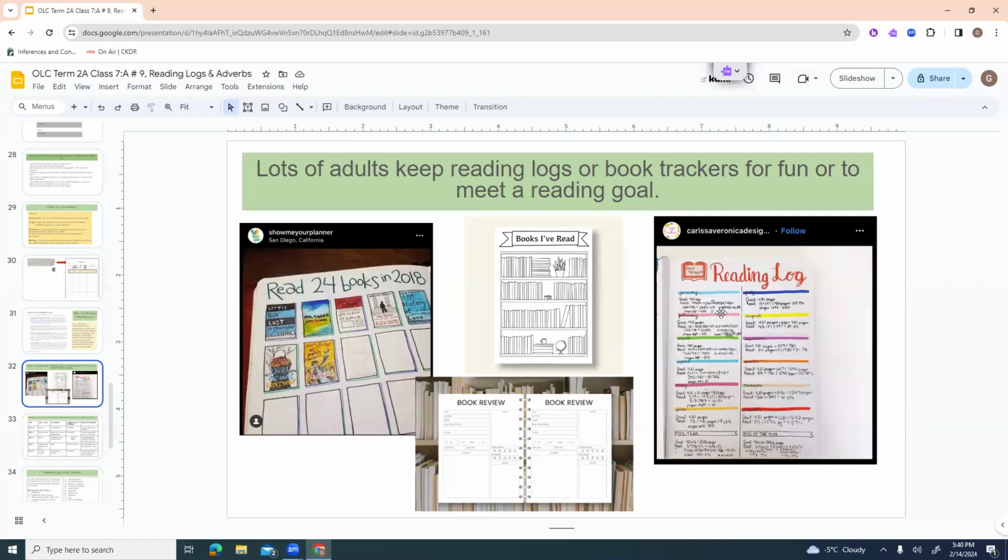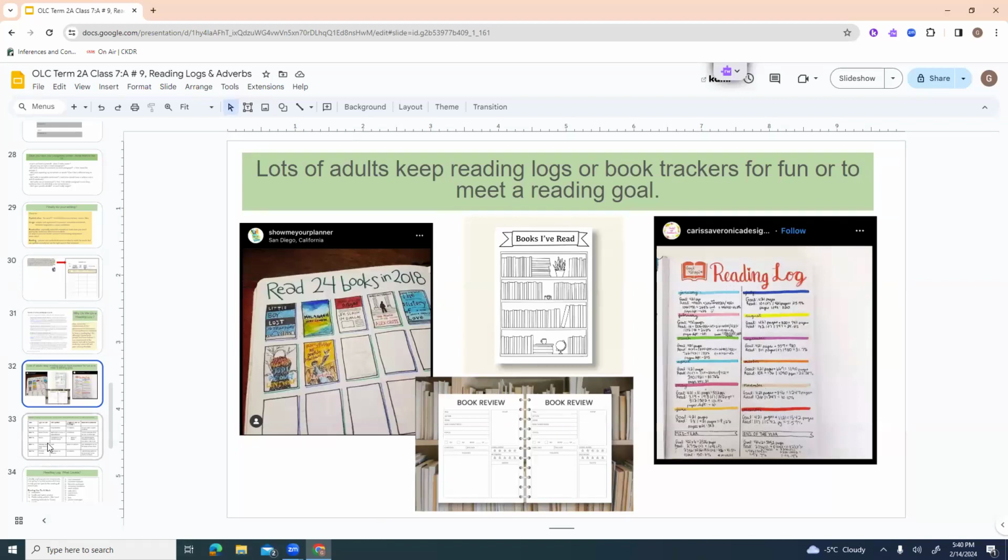Here, somebody has their own little reading log where they've got a goal to read a certain number of pages a day, and they're looking at whether they met them. And then down here, this one has a little book review. This makes me think of school a little bit, but it might also be useful if you do a lot of reading in your job where you have to recommend books to other people. So these are just some ways that adults do keep reading logs. I just wanted to show it to you because I know some people are a little bit not happy about doing the reading log, but lots of people do it just for fun.